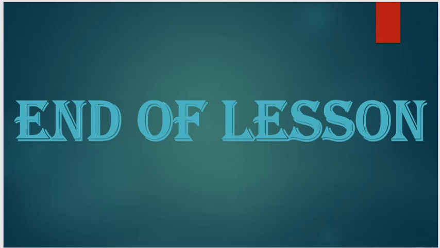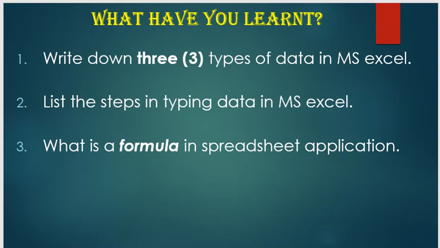We'll end our lesson here. Before you leave, you'll be doing this exercise and submitting it on your website. We have the first question: write down 3 types of data in MS Excel. Then 2. List the steps in typing data in MS Excel. We have only 2 steps whenever you want to type in data in Excel. So you list the steps under question 2. Then 3. What is a formula in a spreadsheet application? I told you what a formula is. So you write or define a formula in MS Excel.